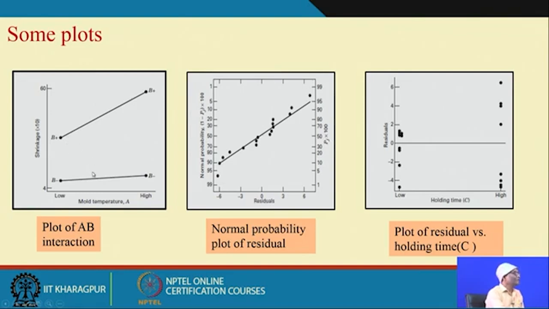So, that means what do you want to keep? If you want sinkage to be minimized, you will keep both mold temperature and screw feed at the low level.